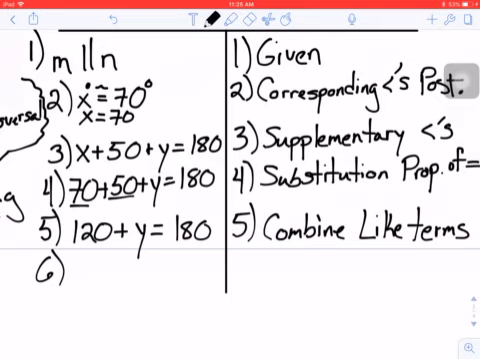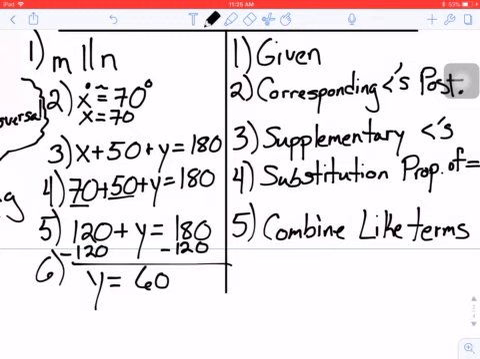And so now that I have 120 plus y equals 180, I can go ahead and subtract 120 from both sides and say y is equal to 60. And this is all because of the subtraction property of equality.